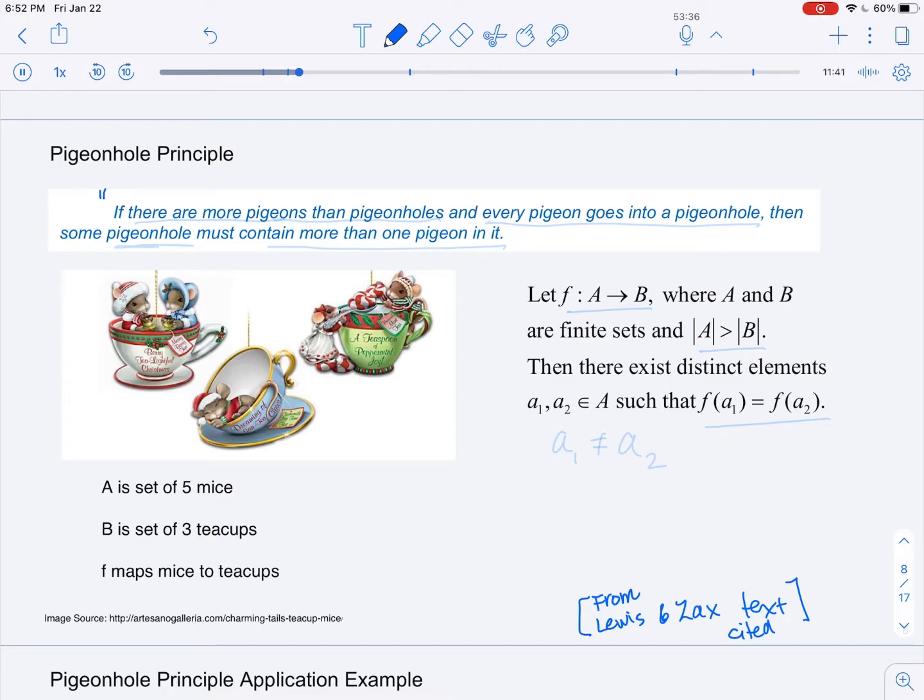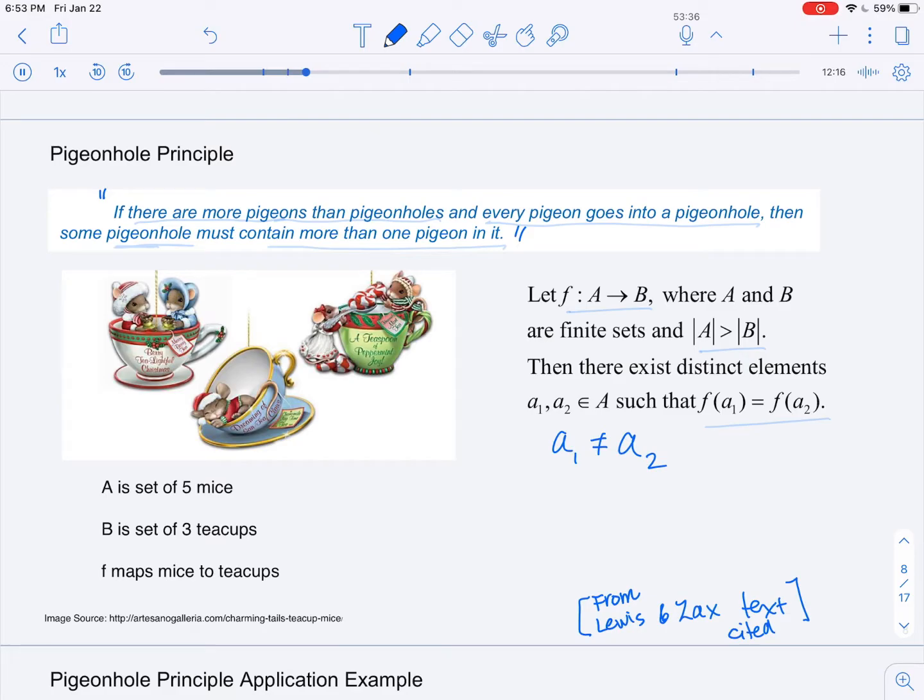By distinct, all we mean is that a1 does not equal a2, such that f of a1 equals f of a2. And all we mean by that is that these two distinct elements in the domain map to the same point in the codomain, and that would be the same pigeonhole. So A is the set of pigeons, and B is the set of pigeonholes.